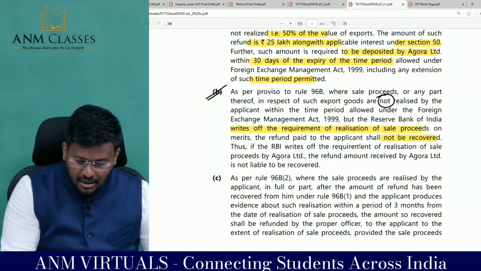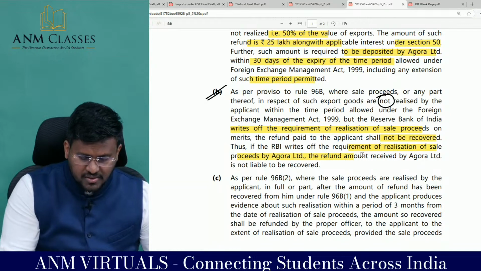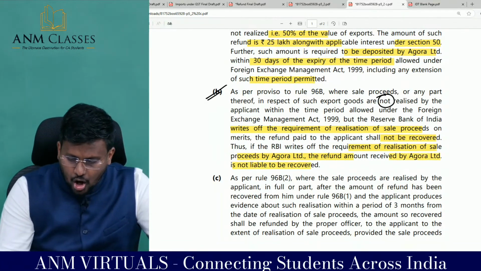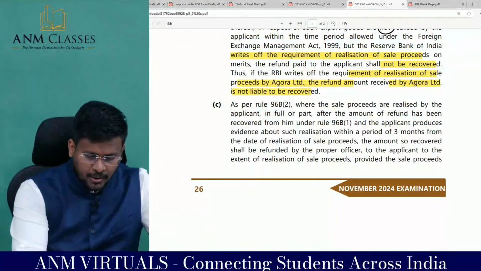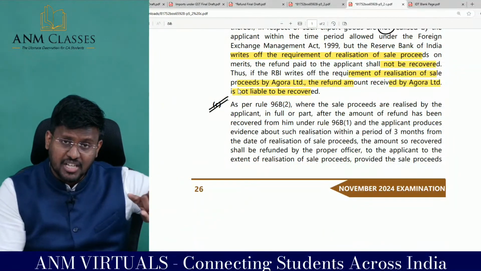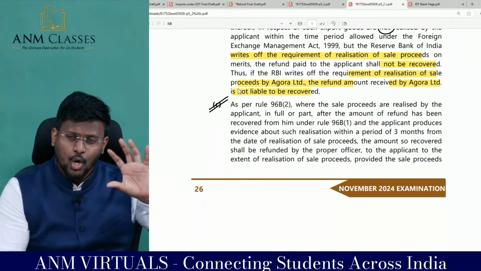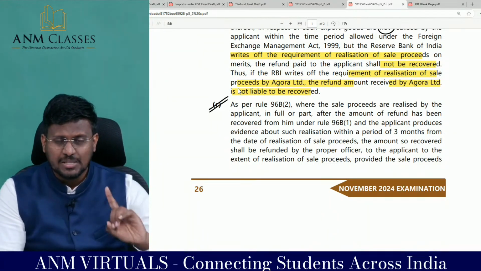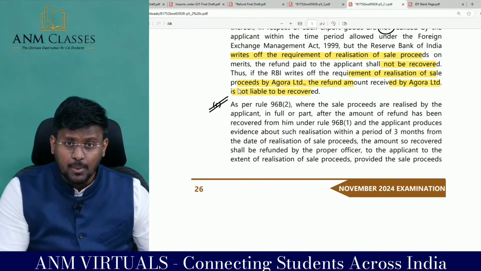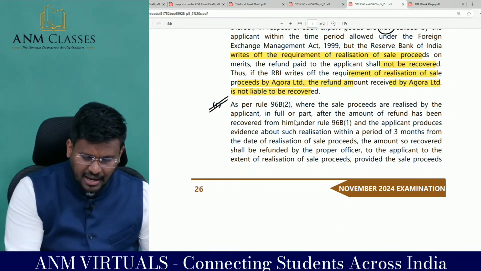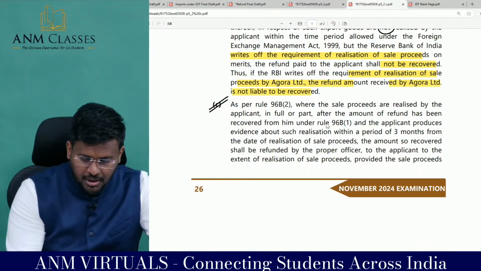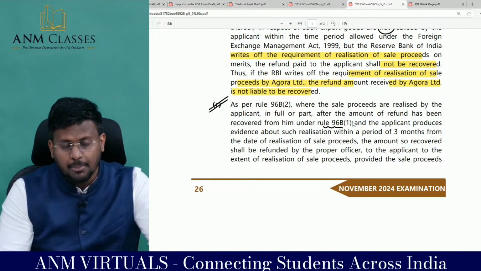Thus, if the RBI writes off the requirement of realization of sale proceeds by Agora Limited, the refund amount received by Agora Limited is not liable to be recovered. As per Rule 96B sub-rule 2, because till now we talked about Rule 96B sub-rule 1. Now this is Rule 96B sub-rule 2, where the sale proceeds are realized by the applicant either in full or in part after the amount of refund has been recovered from him under Rule 96B sub-rule 1.